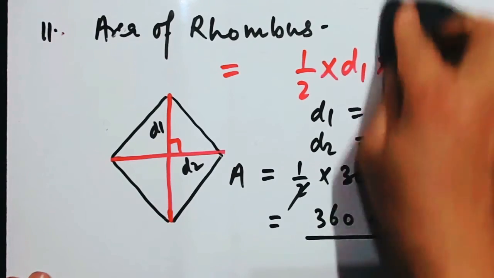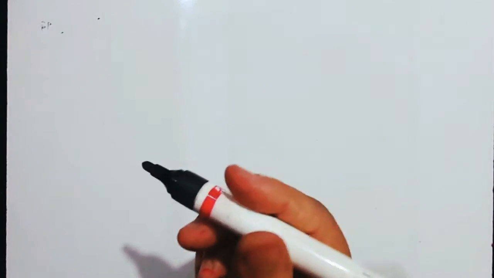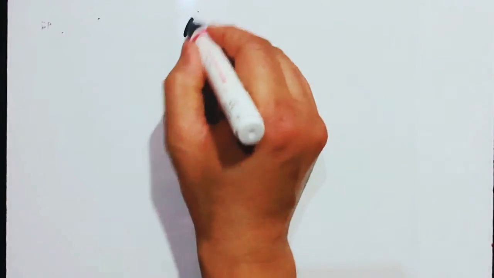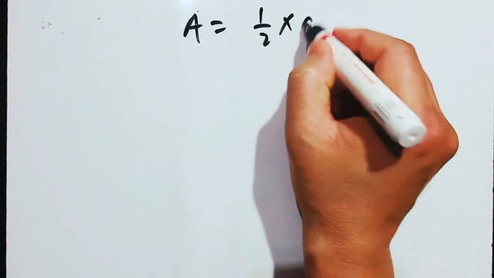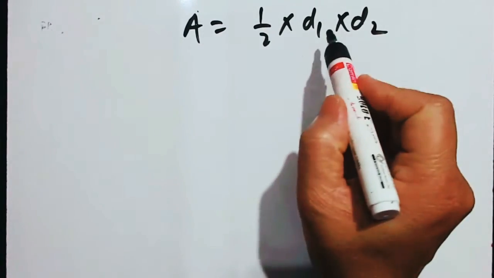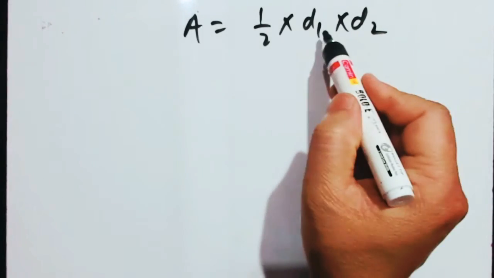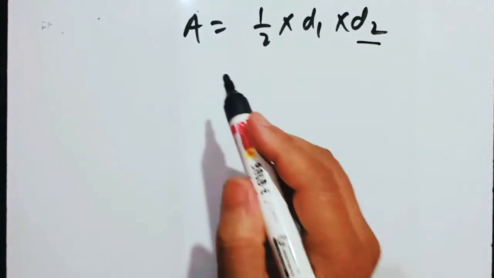Now what does number 12 say? It says that if the area of the rhombus is given and one of the diagonals is given, find the other diagonal, isn't it? So as I said, area is equal to half into d1 into d2. When they give you d1 and d2, they ask you to find the area. When they give you the area and d1, they ask you to find the other one.